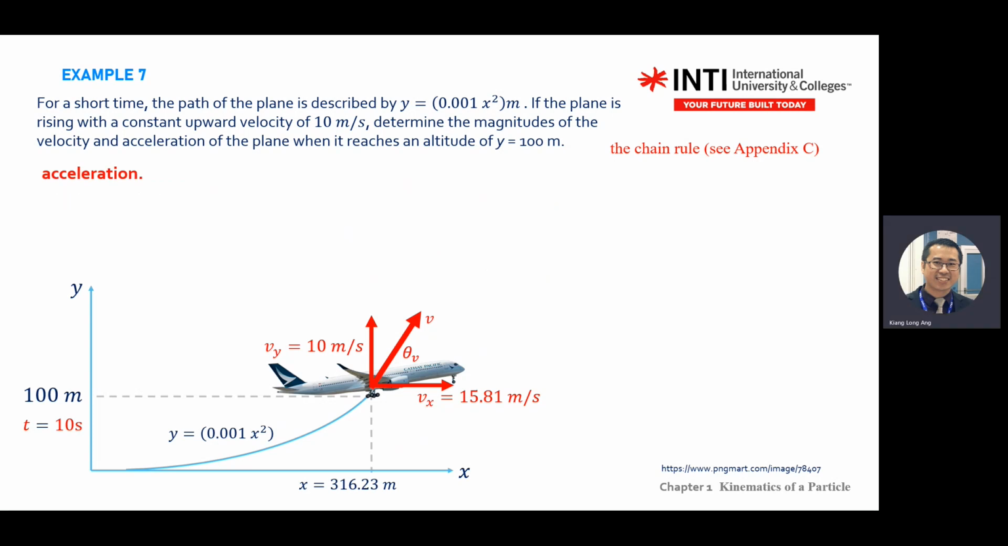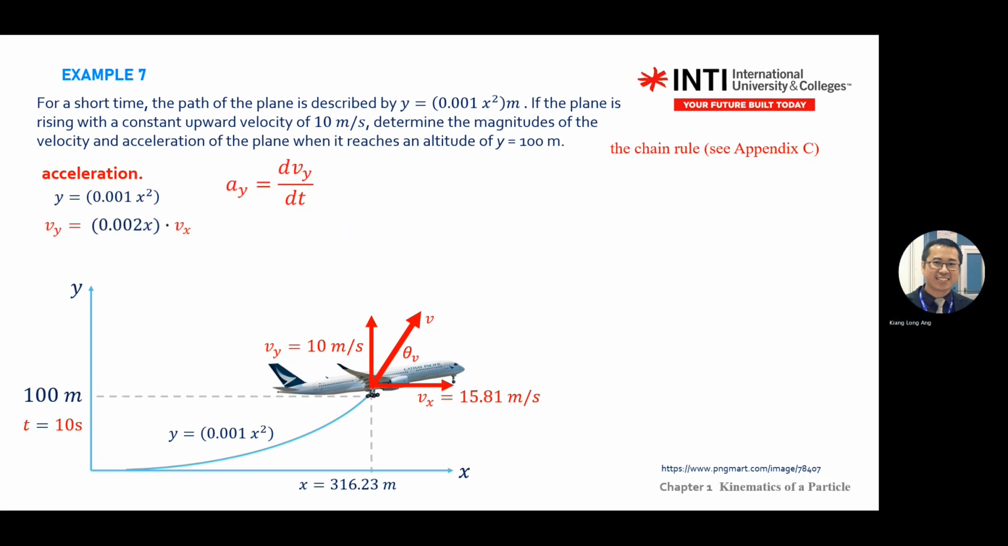Acceleration, still the same. Call back the definition for acceleration. Acceleration is the time differential of velocity. Just now you have the velocity equation that you derived from section A, so Vy equals 0.002x Vx. So again, you use the chain rules. Why? Because this equation does not give you t, there's no t inside here.